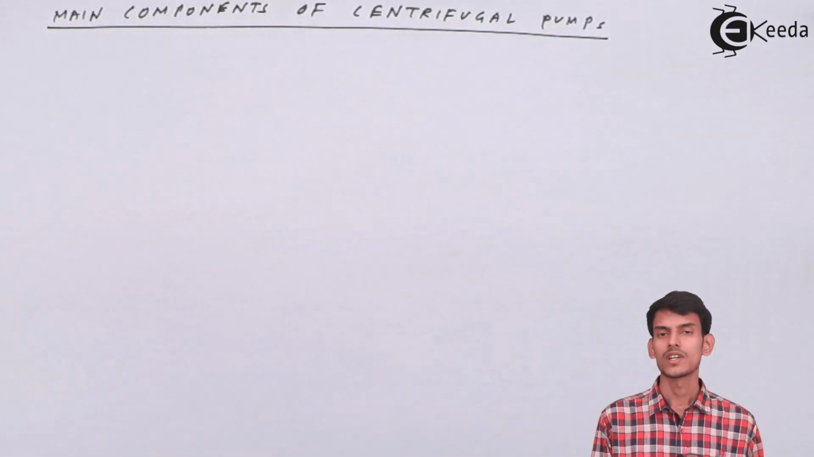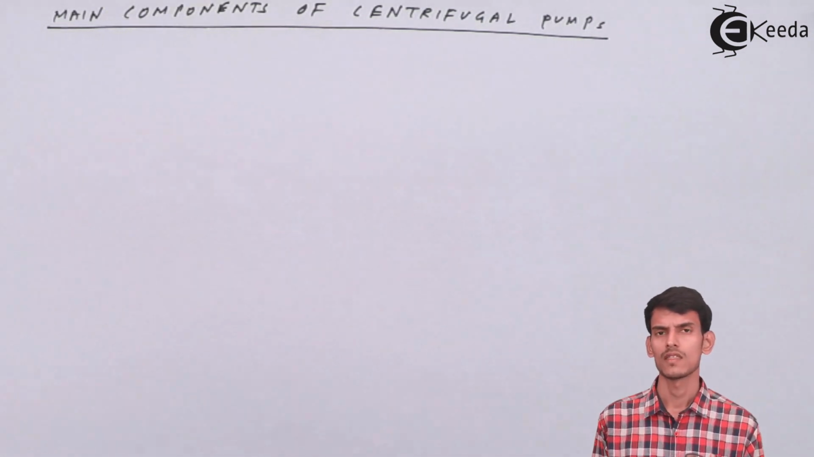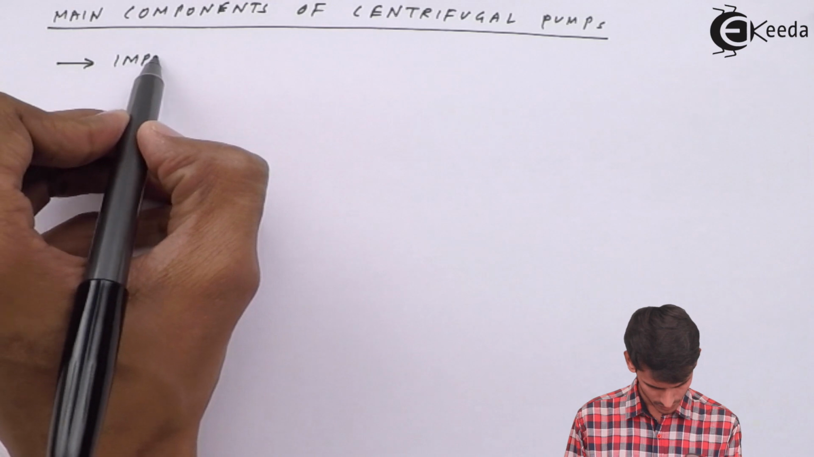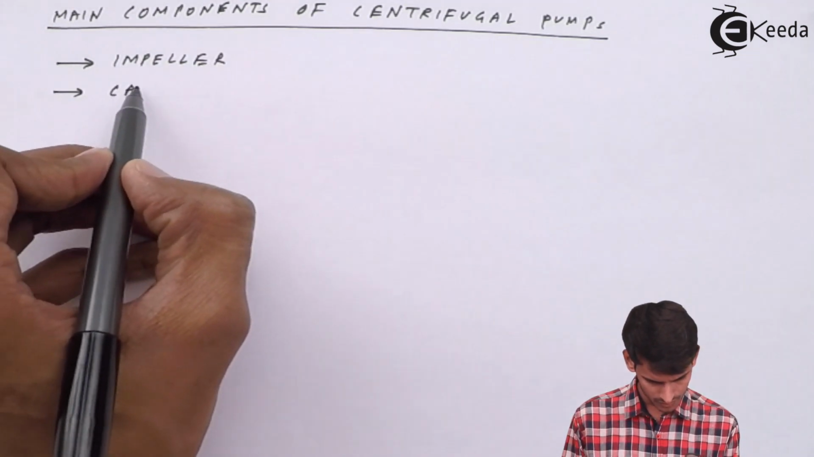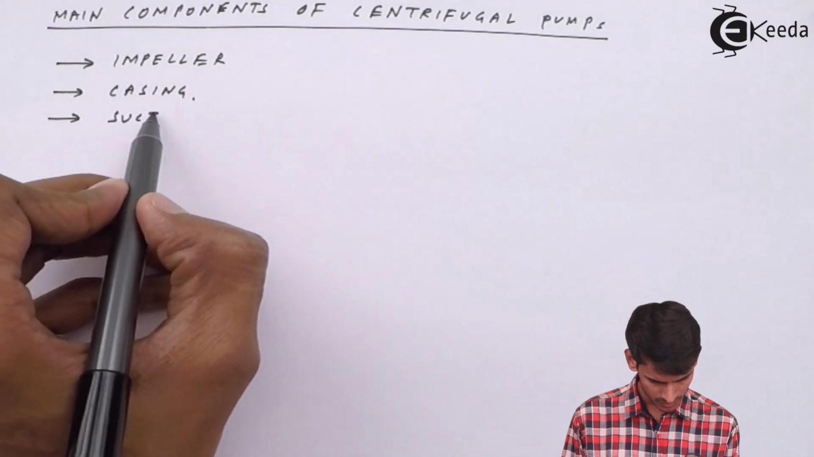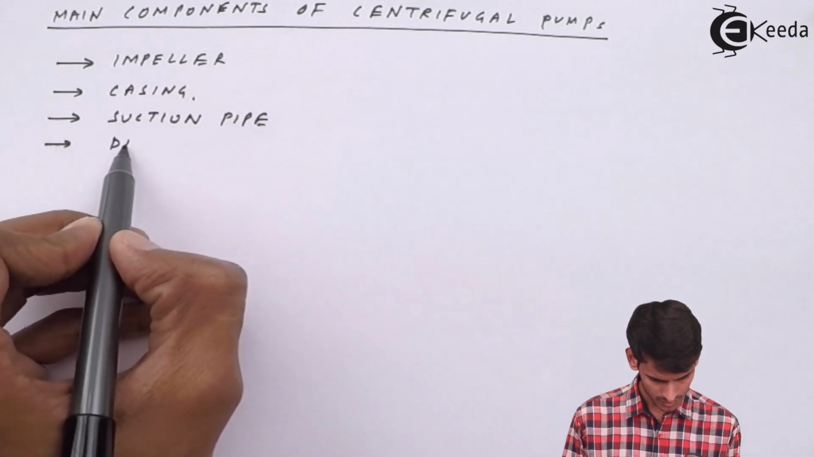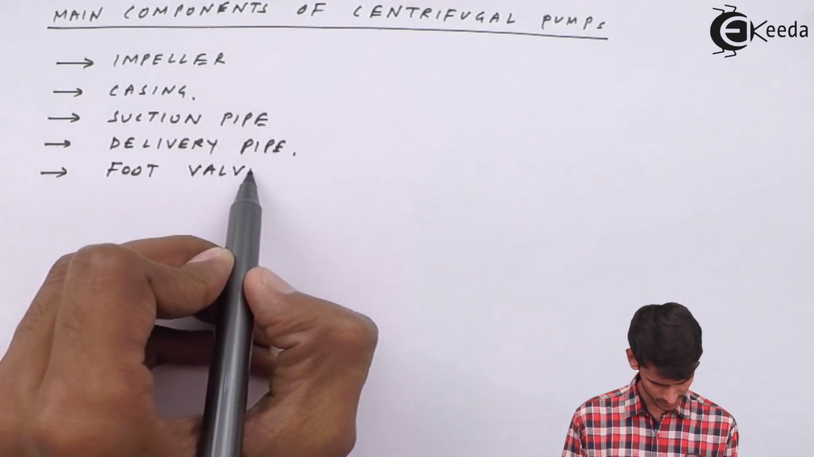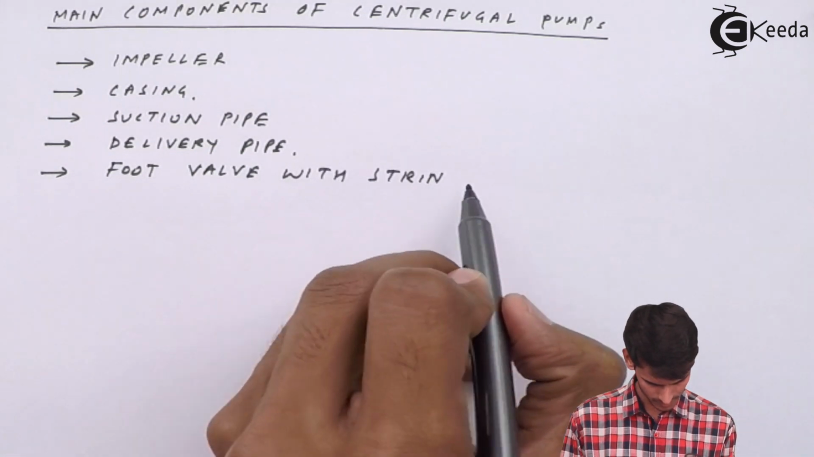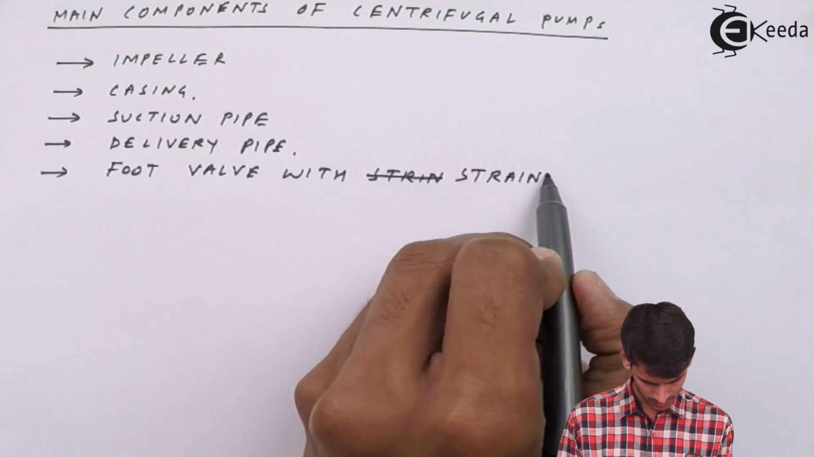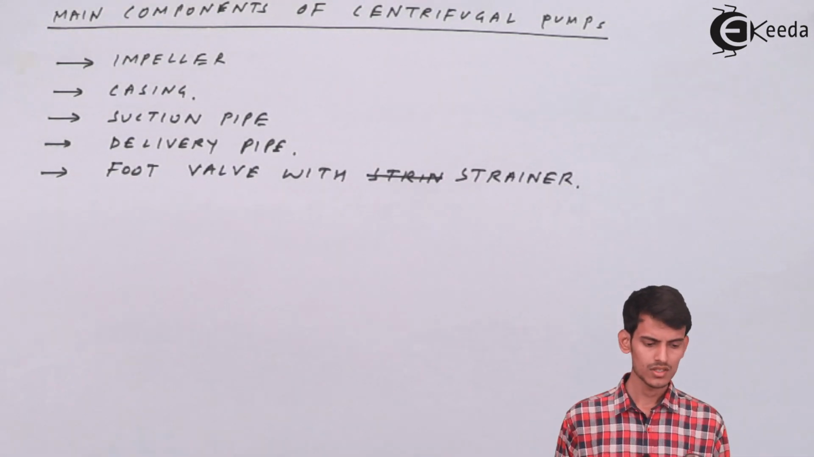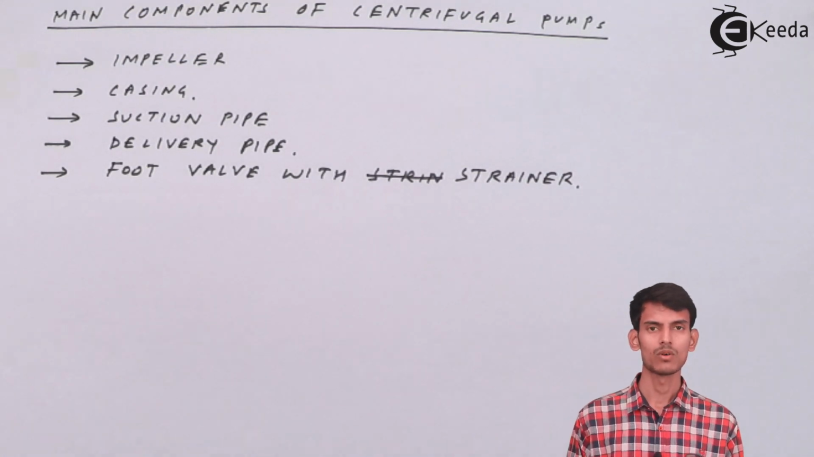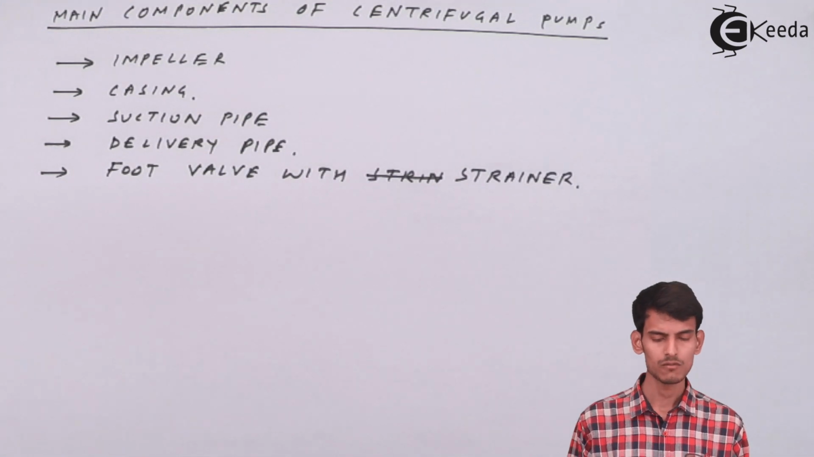So the main components of centrifugal pump, let me list them down first and then we'll look at them individually. So these are the five main components of centrifugal pump. First is the impeller, second is the casing, third is the suction pipe, fourth is the delivery pipe, and next is the foot valve with strainer.